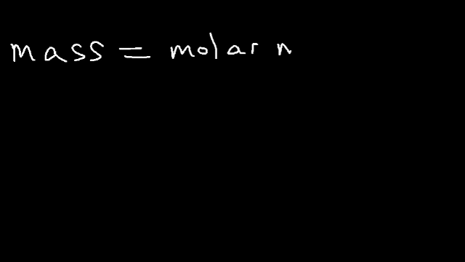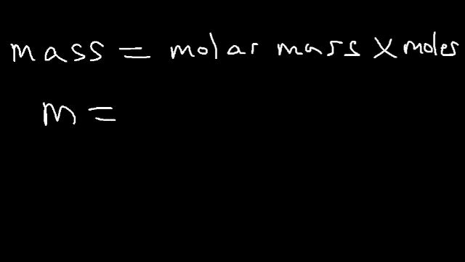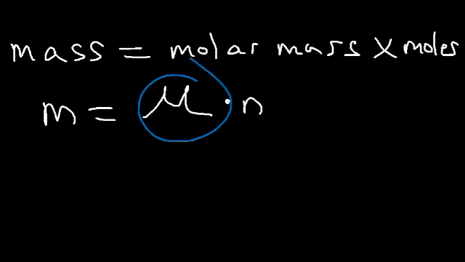So if you want to write an equation, let's write it this way. Mass in grams is equal to the molar mass times the moles. So let's use lowercase m for mass, and let's use capital M for molar mass, and n for moles. Be careful though, capital M sometimes could be molarity, so watch out for that. So mass is molar mass times moles.